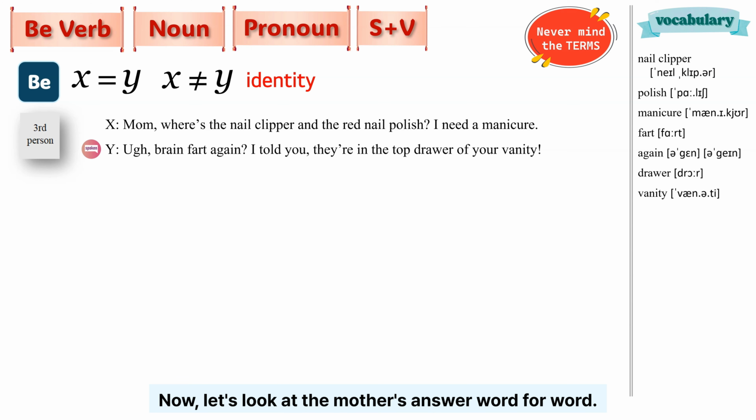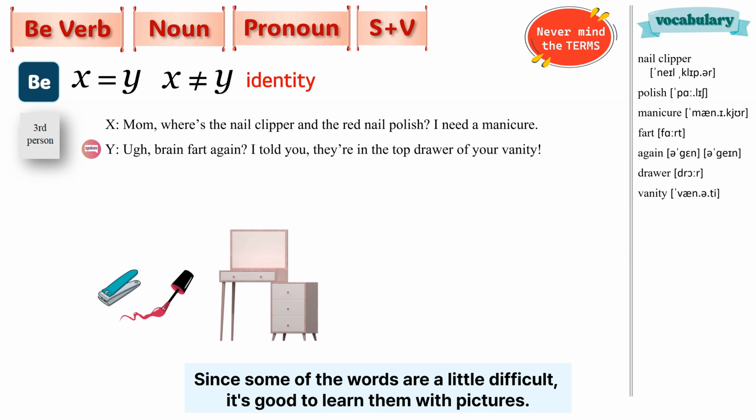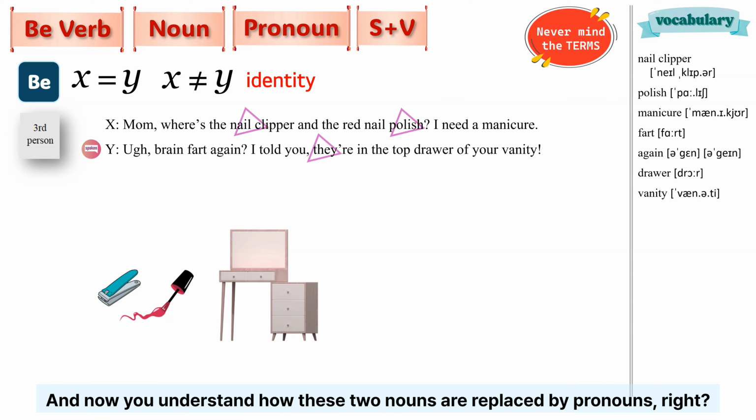Now let's look at the mother's answer word for word. Oh, did your brain give off gas again? In our way of speaking, this means, did you forget again? I told you, it's in the first drawer of your makeup table. Since some of the words are a little difficult, it's good to learn them with pictures. And now you understand how these two nouns are replaced by pronouns, right?